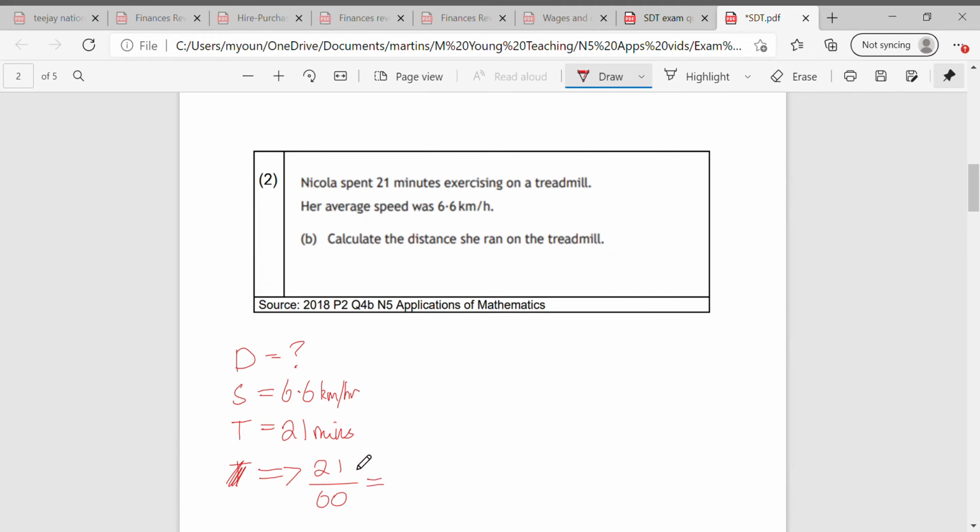This is a calculator, it's a paper 2 one. So 21 divided by 60, and it's 0.35. So that's me got the time now.